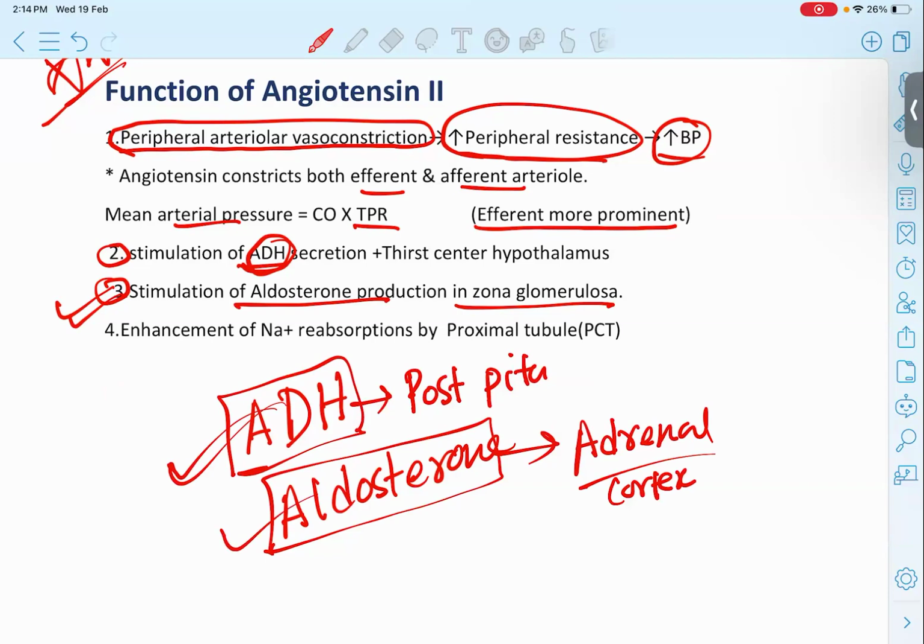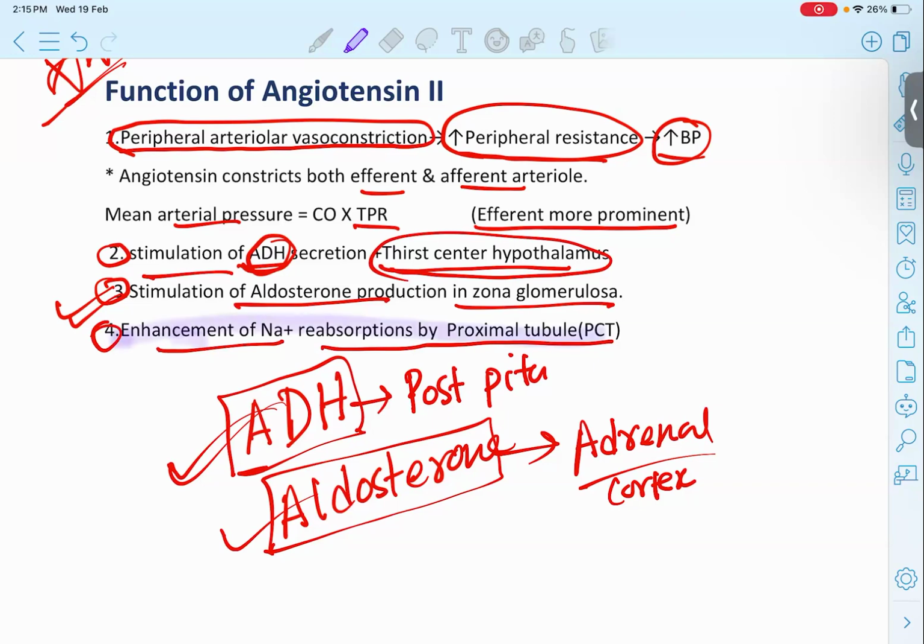So the function of ADH is only water reabsorption. So it will stimulate ADH and it will do the water reabsorption and increase the blood pressure. And it will also stimulate the thirst center. If it's stimulating the thirst center, that means you are drinking more water. So water is increasing. And also it will enhance the sodium reabsorption by the proximal tubule or PCT. So look, there are like 5 or 6 ways that it is increasing the blood pressure.